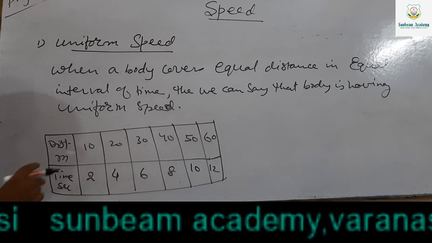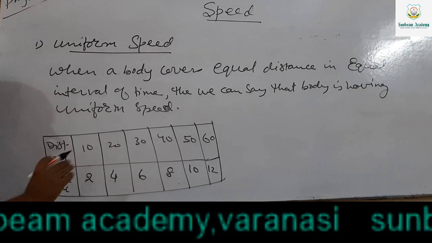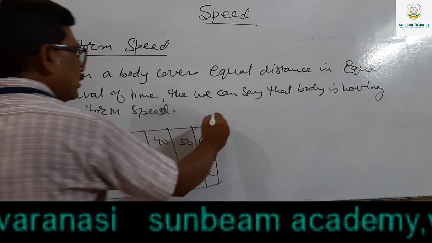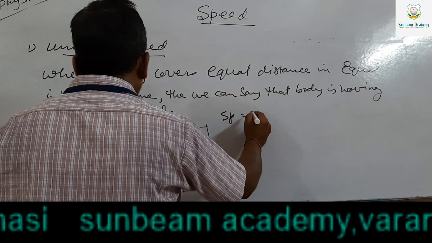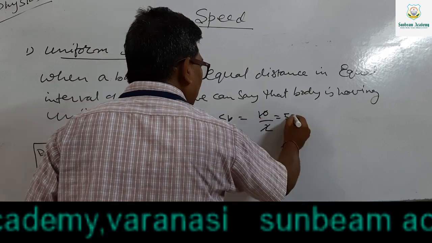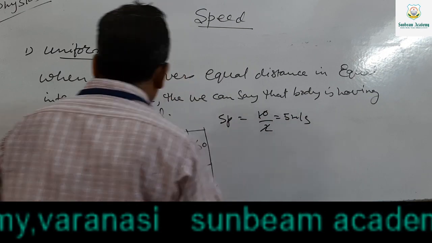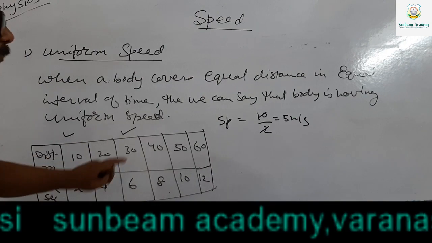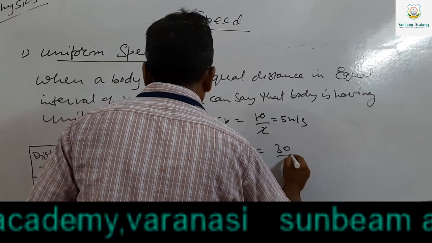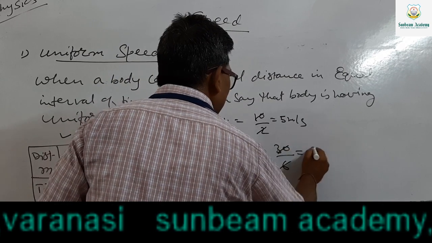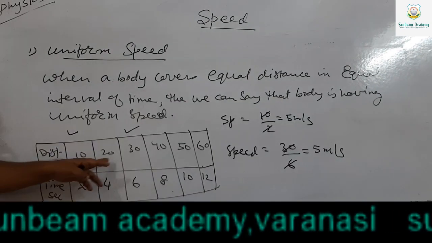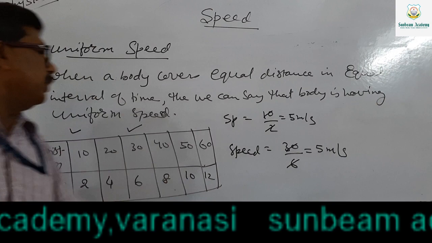So, when you calculate the speed in this case, at any instant, suppose I am calculating for this point. Distance is how much? Distance is 10 meter and time is how much? 2 second. What you get? 5 meter per second. Suppose I am calculating the speed at this point. What you will see? Distance is 30 and time is 6 second. That is 5 meter per second. Means, wherever any point you calculate the speed, you will get the same speed.